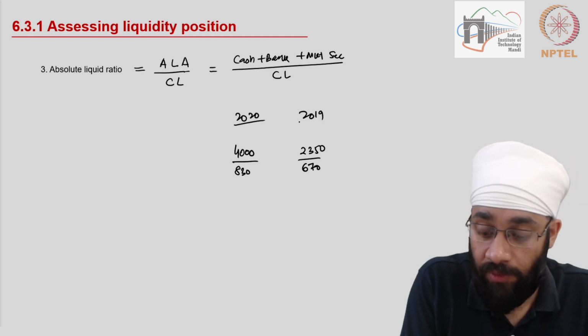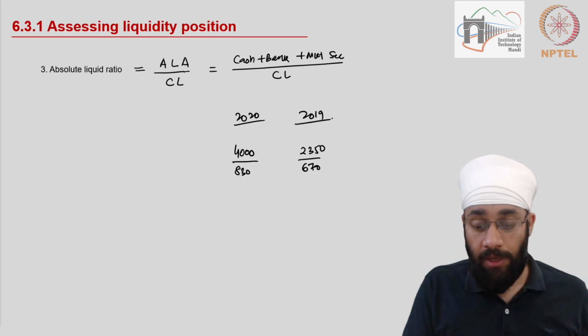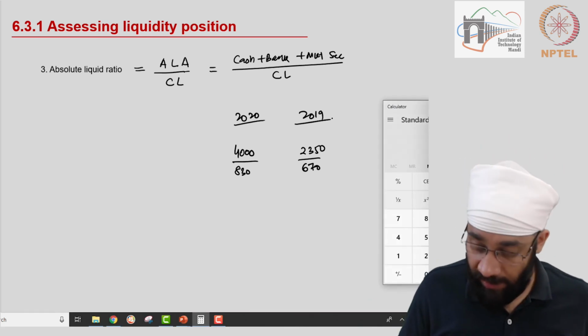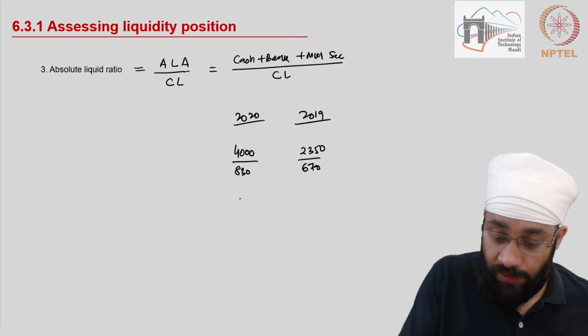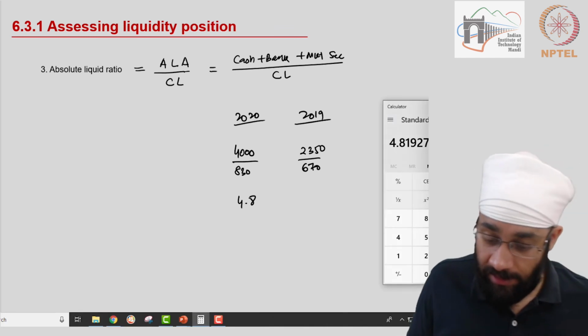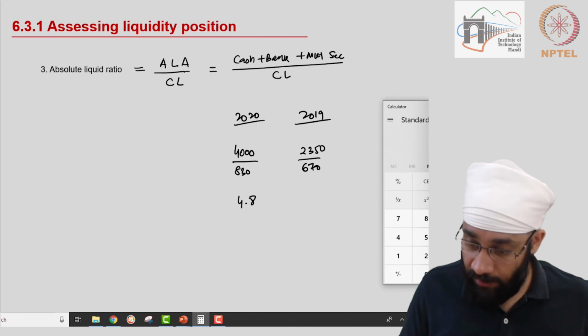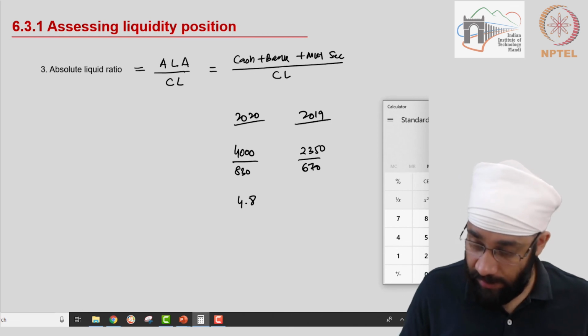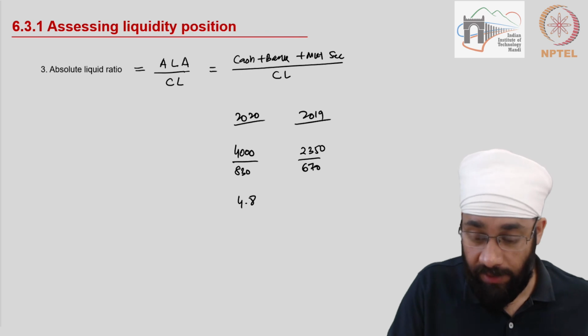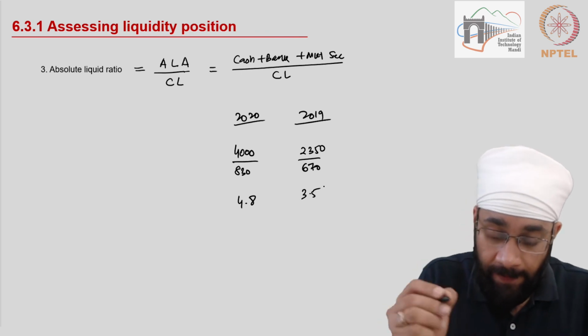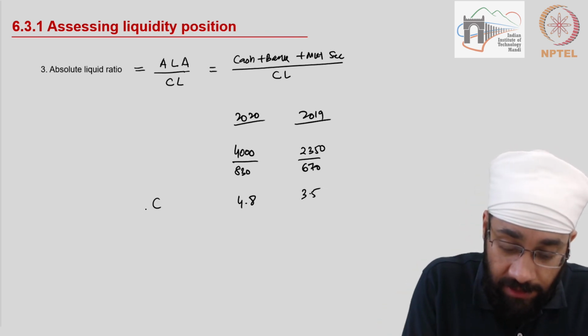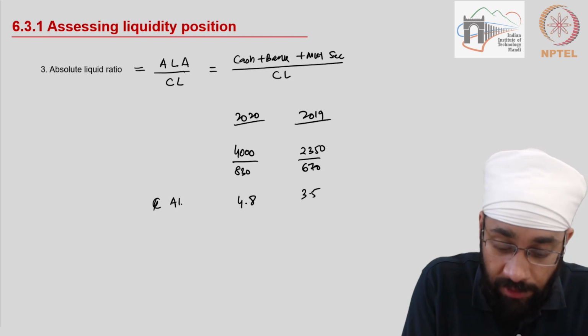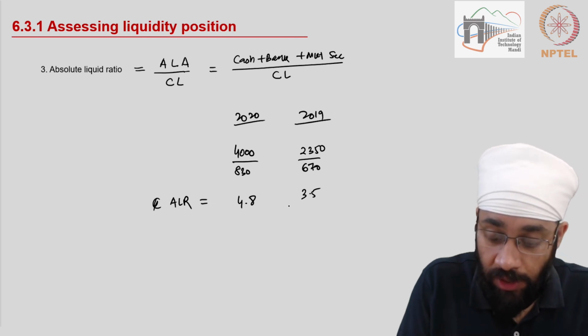This is for 2019. Now again, all we have to do is to divide these numbers. 4000 divided by 830 gives you 4.8, and 2350 divided by 670 gives you 3.5 here. So these are the absolute liquid ratios for the 2 years.